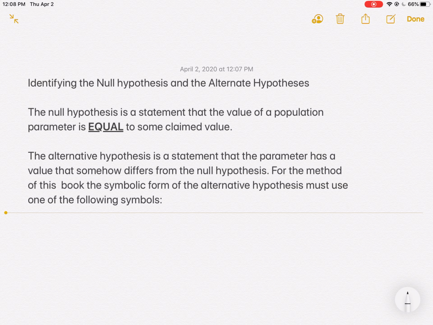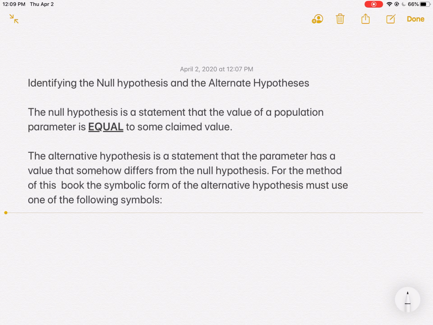So I put equal in all caps. I bolded it and underlined it because the way our book works, and most of them do, the null hypothesis is a flat out equal to statement. And we're very focused on that null hypothesis. There's a reason why they want us to identify it. The alternative hypothesis is a statement that the parameter has a value that somehow differs from the null. So we want it to be different from the null. Well, what's the null? That it's flat out equal to that claimed value.